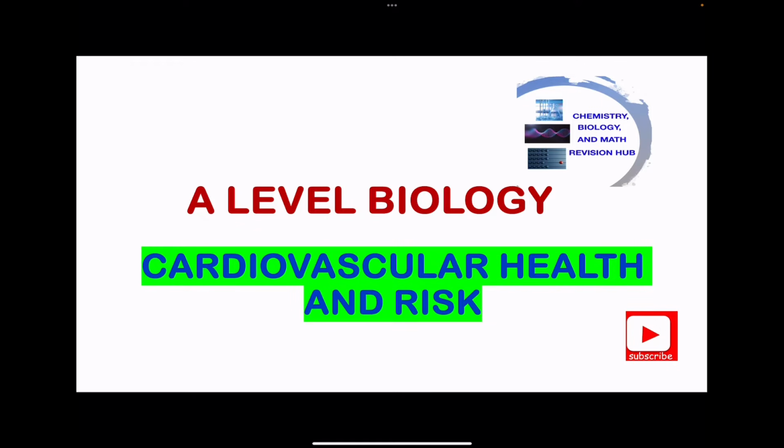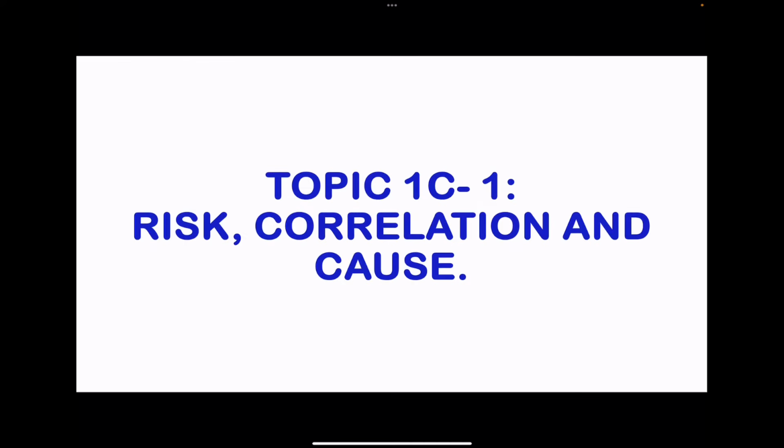Today we're doing the A-Level Biology topics. This is cardiovascular health and risks. The first part is topic 1C, part 1, risk correlation and cause.